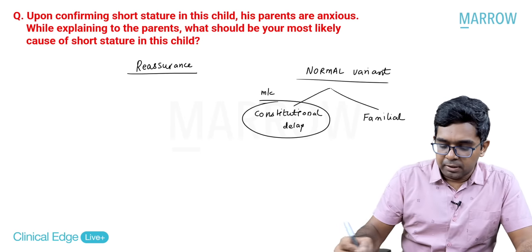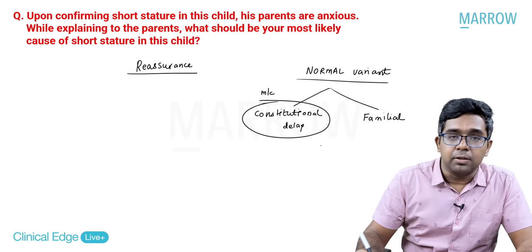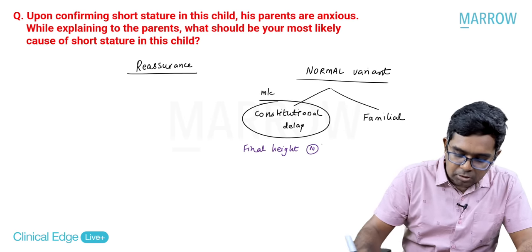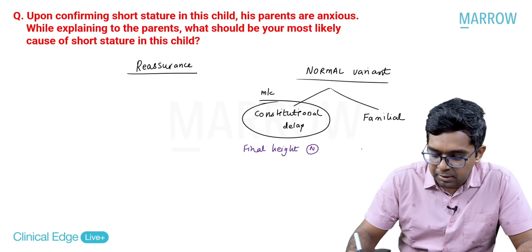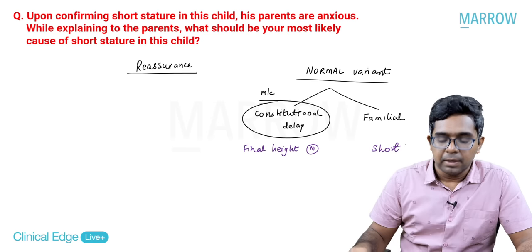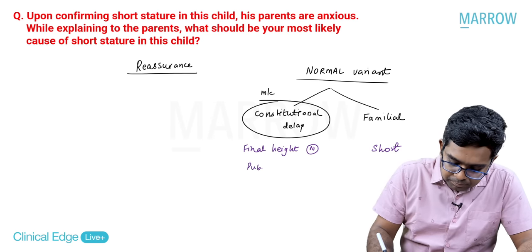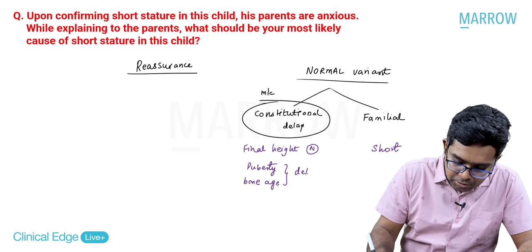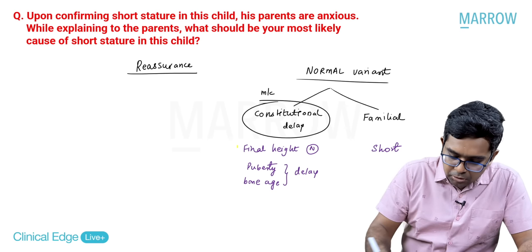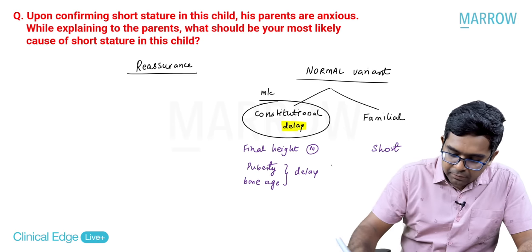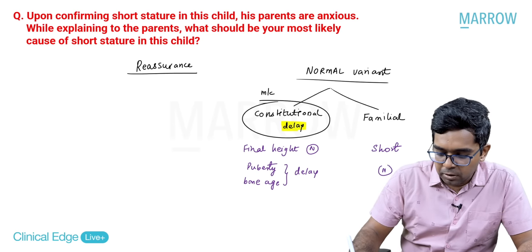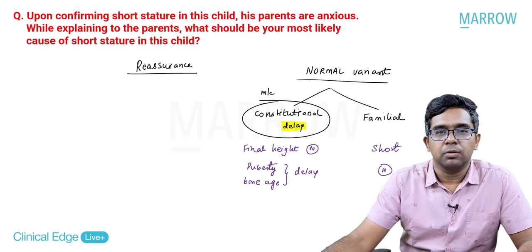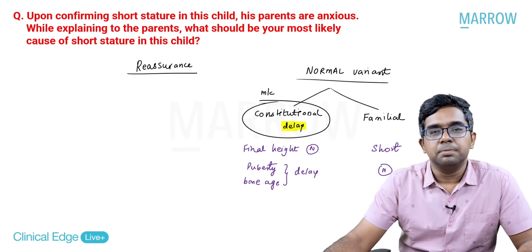Just some quick words of differentiation between constitutional delay and familial short stature. In constitutional delay, the final height would be normal, whereas in familial short stature, even when these children become adults, they are short. That is the point. Next thing to be noted is puberty and bone age. Both are delayed in case of constitutional delay. You can take a clue from the name itself. Constitutional delay. Both are delayed in constitutional delay, whereas in familial short stature, both puberty and bone age are normal for the age. These are some quick ways of differentiating between the two types of short stature. Right, normal variants of short stature. That's about this particular clinical vignette.